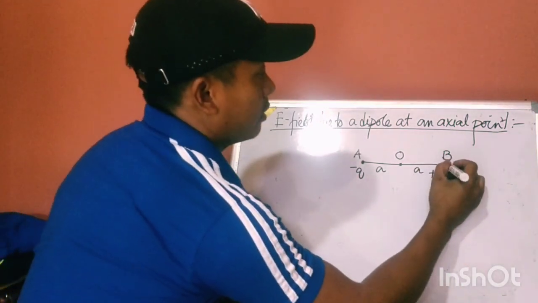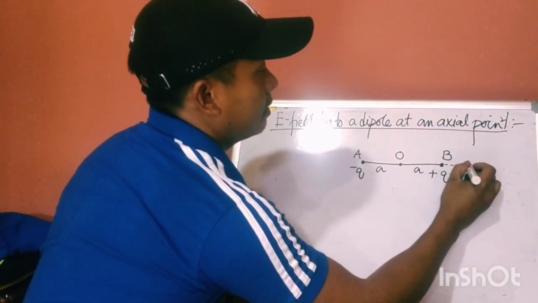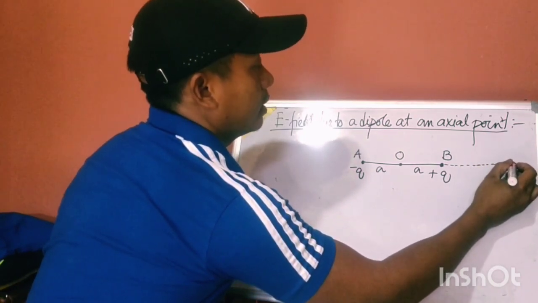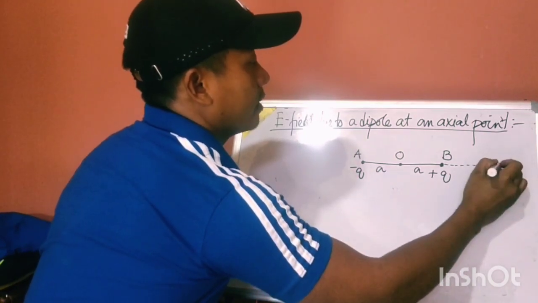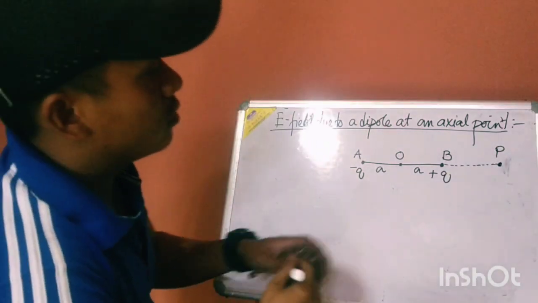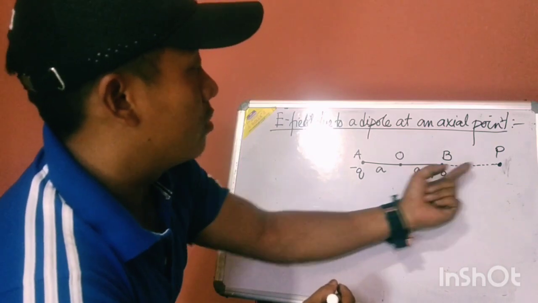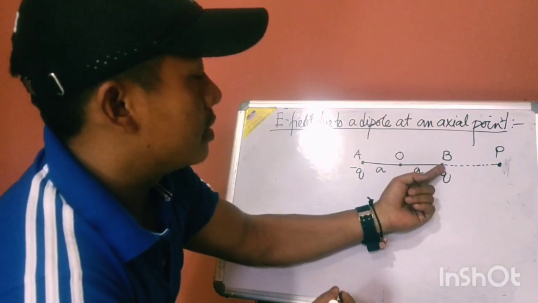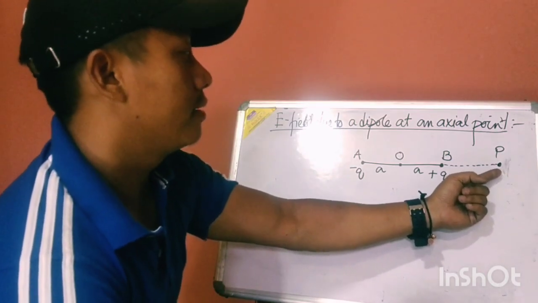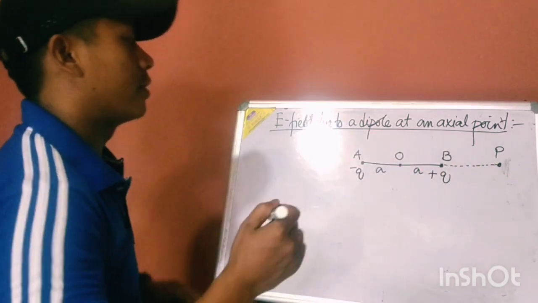Then axial point means you will extend the length of the dipole like this, and you will take the point P to be somewhere here. So this point P, when you extend on either side, either on the left side or the right side, this point P will be termed as axial point. Point P will be axial point.